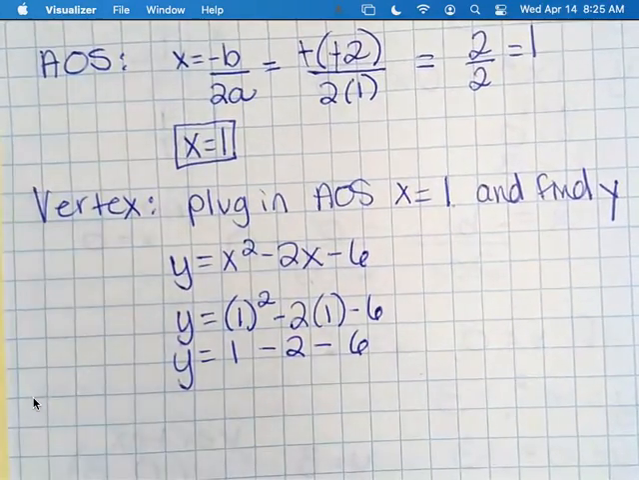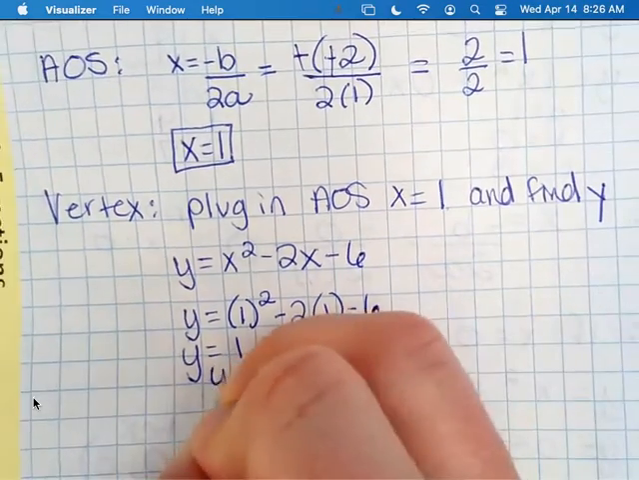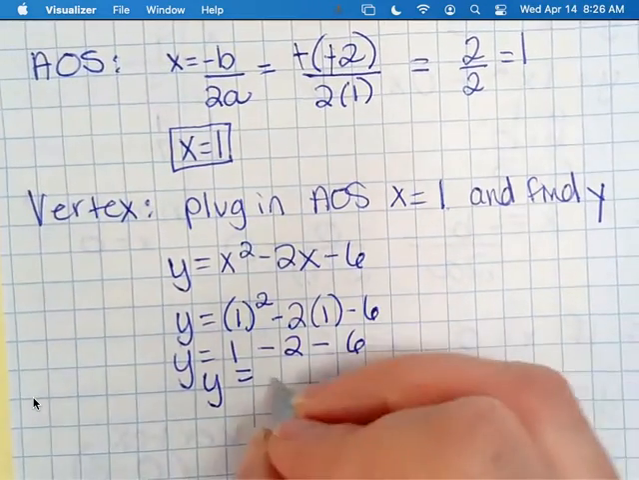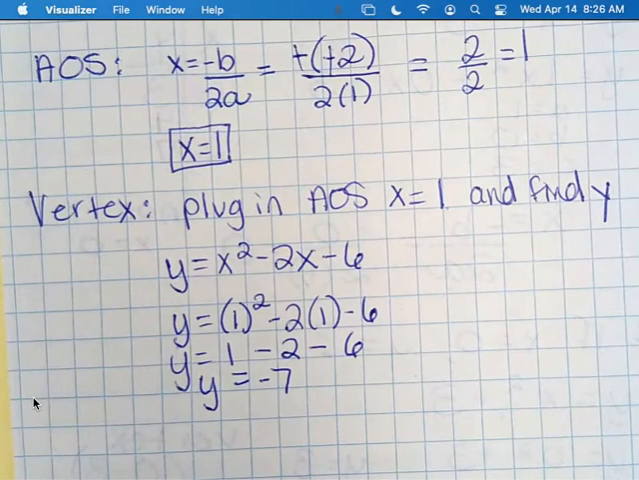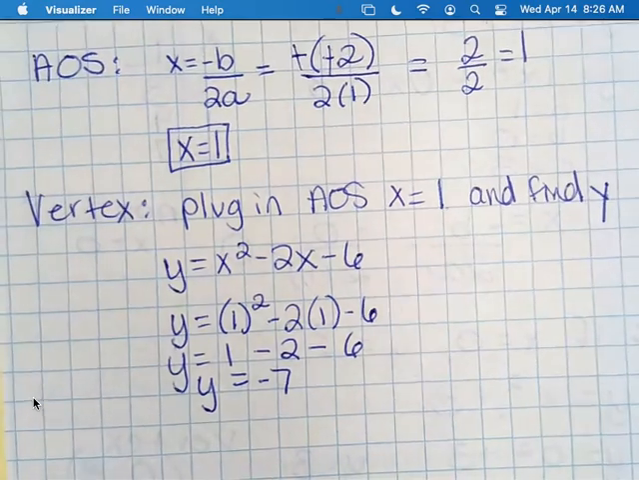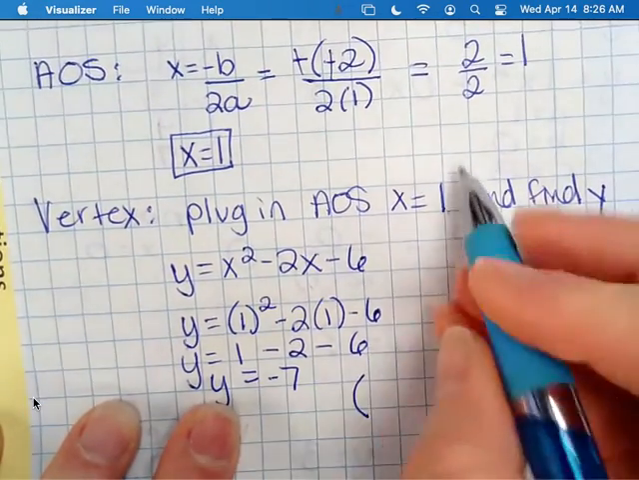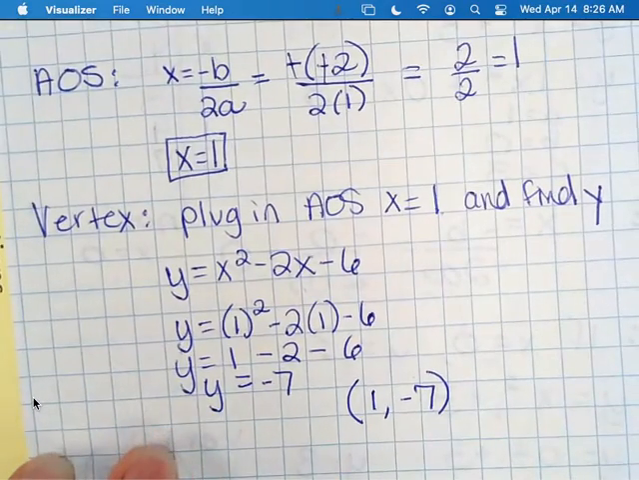I'm just going to put that in the calculator. 1 minus 2 minus 6. Negative 7. So our Y value is negative 7. So a vertex is a point, the point where it changes direction. So it's at 1, negative 7. That's our vertex.